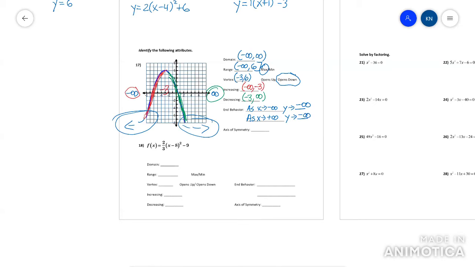Then axis of symmetry is just x equals the x value of your vertex, which is negative 3, like that.